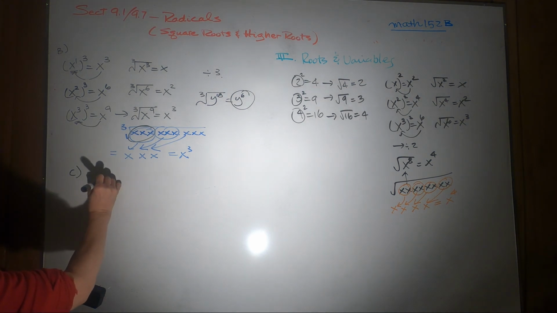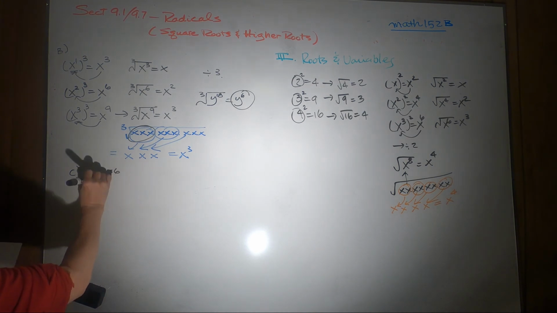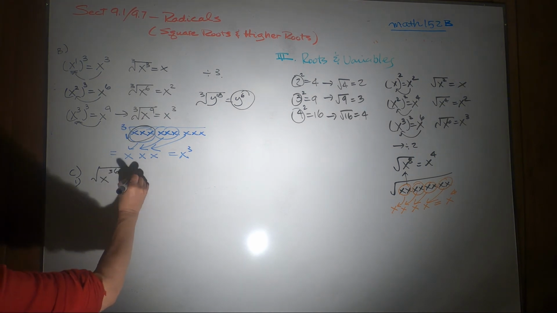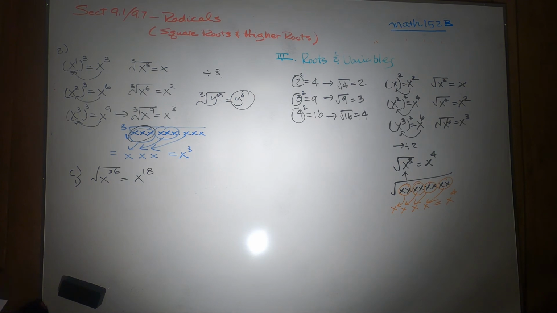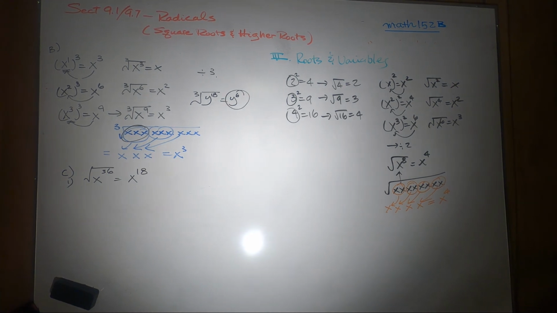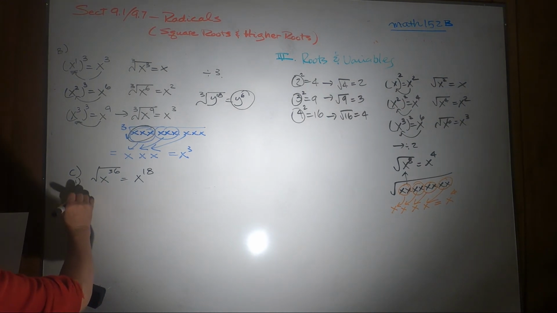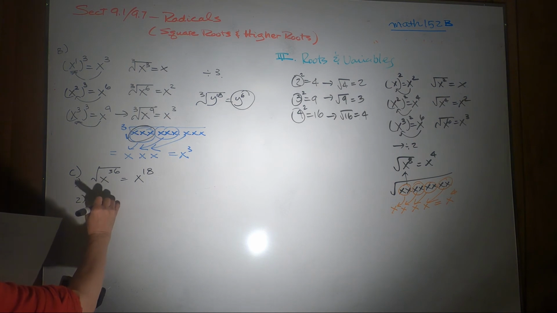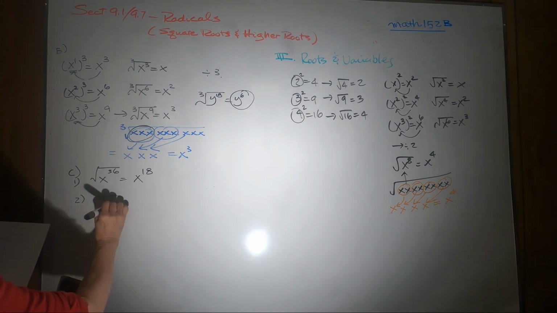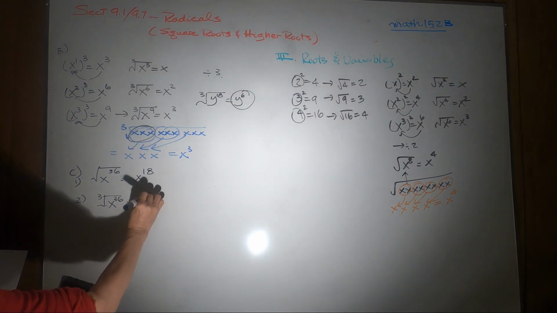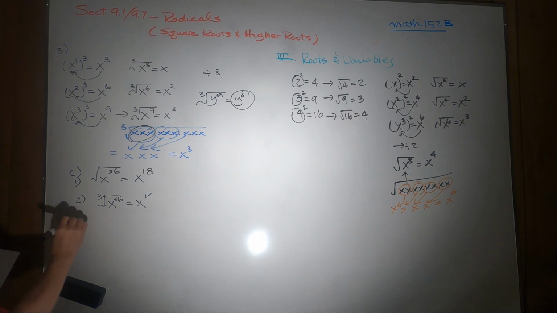If we have x to the 36th power, find the square root. What do you think? How many twins are there? Every 2 of them, so 36 divided by 2. So it's what? x to the 18th, right? Because you have 18 of those twins. So if you have the cube root of x to the 36th, what do you think? How many triplets? 36 divided by 3, so that's x to the 12th, right?